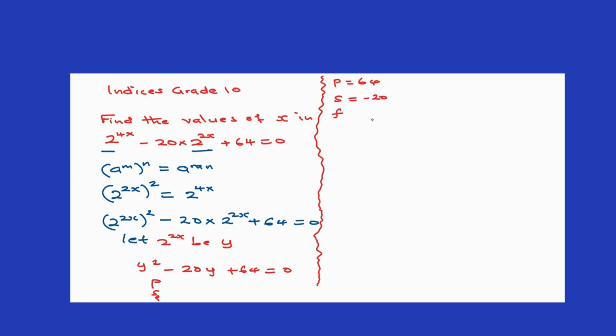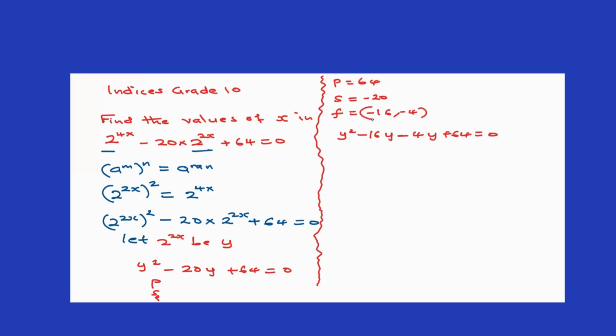So look for two numbers that when I multiply, I get 64, and when I add the two, I get negative 20. You should have found out that the numbers are negative 16 and negative 4. So splitting the sum part while substituting the factors in our equation, we'll have y squared minus 16y minus 4y plus 64 is equal to 0. When we do that, then we can factorize.